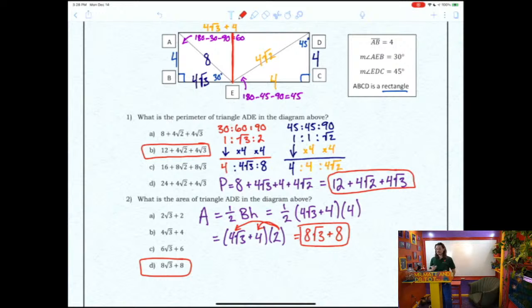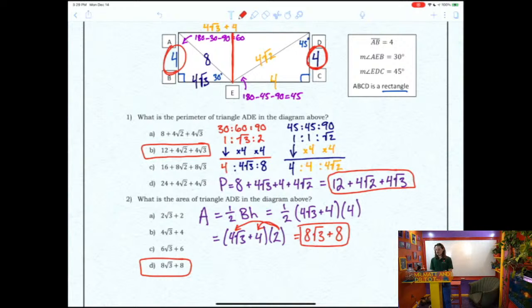Notice that that's the same thing because this overall shape is a rectangle. That's the same thing as just these side lengths AB and DC. So notice that the height of this triangle is 4, and we can tell that by associating equivalent characteristics between that triangle and the overall rectangle. It's the same as the side length or the width of the rectangle. So the height is 4, the base is 4 root 3 plus 4.